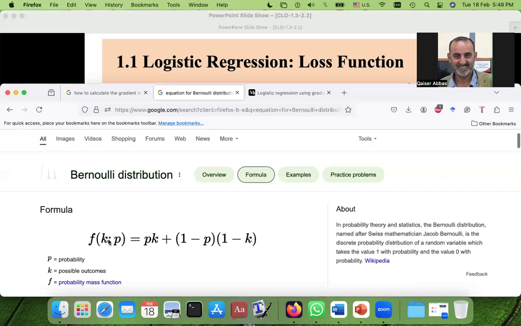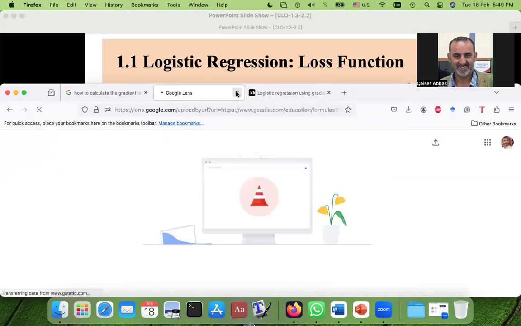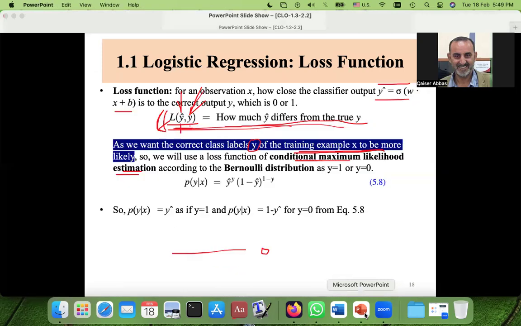Look at here. f(k; p) = p^k (1 - p)^(1-k), something like that. This is one equation. And now look over here: ŷ^y (1 - ŷ)^(1-y). It is a similar equation. This is the equation for the Bernoulli distribution, which means the data in your data set is distributed like this, as 0 and 1. So that's why you have to use the Bernoulli distribution, and you have to use that equation for finding the probability.